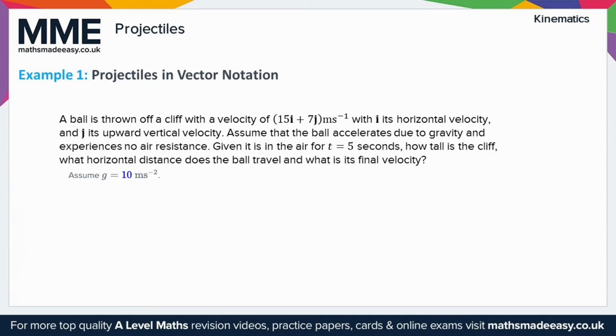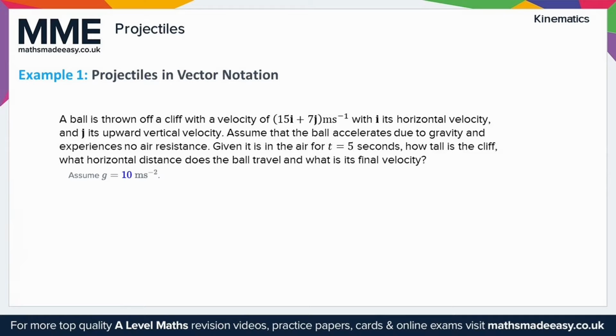So it accelerates due to gravity, that's an acceleration in the j direction, the vertical direction, because gravity pulls straight down. It experiences no air resistance. That means that it doesn't slow down in the horizontal direction at all because there are no forces acting on it in the horizontal direction. Given that it is in the air for t equals 5 seconds, how tall is the cliff, what horizontal distance does the ball travel, and what is its final velocity?